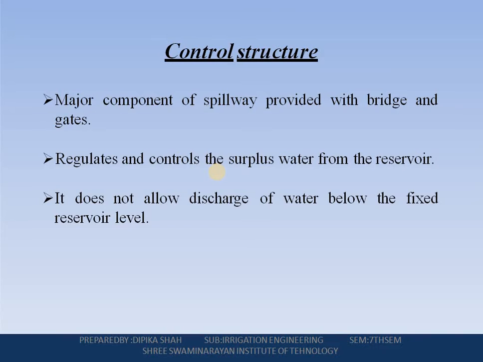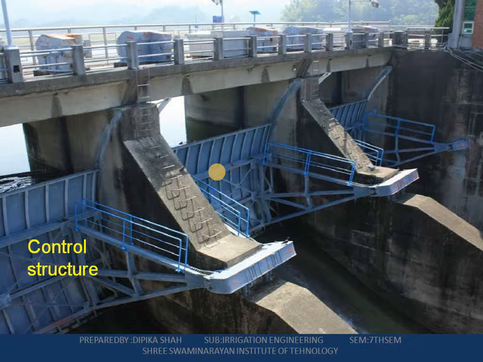The main work of the control structure is to control and regulate the excess water of the reservoir. It does not allow discharge of water below the fixed reservoir level. So these are all figures of the control structure. You can see this is a control structure.